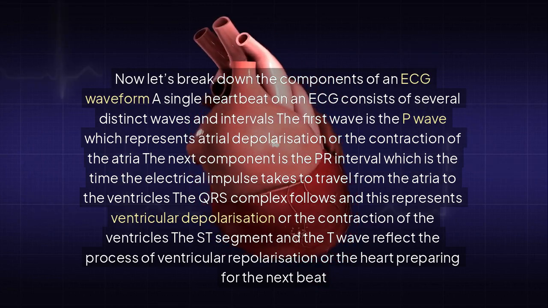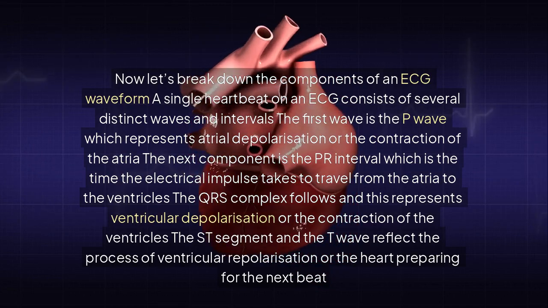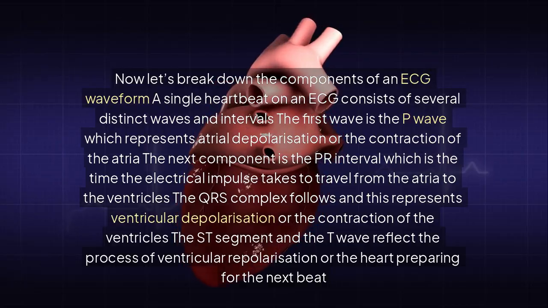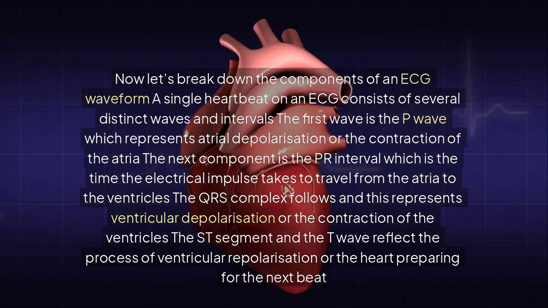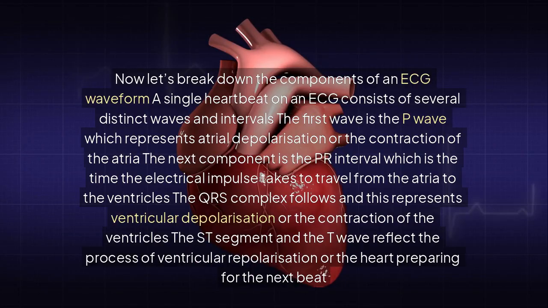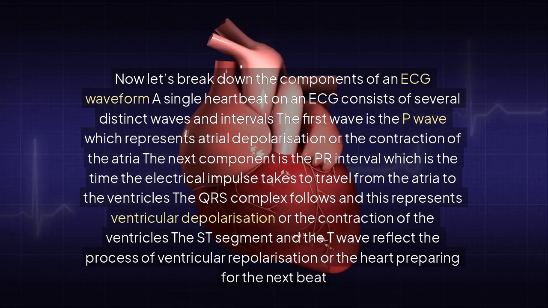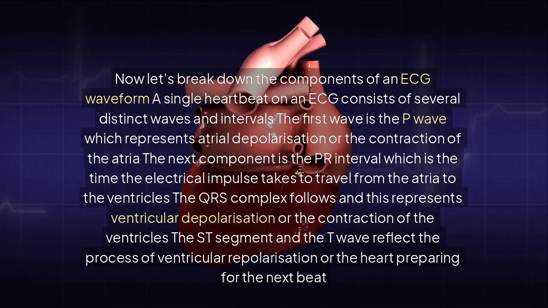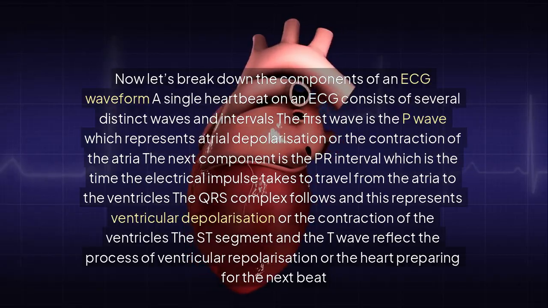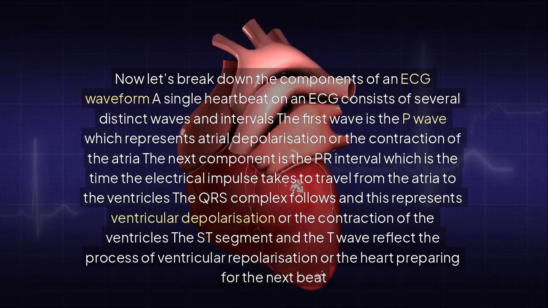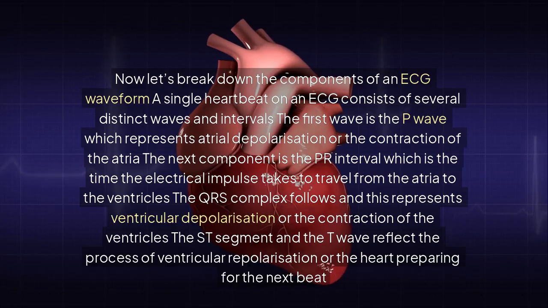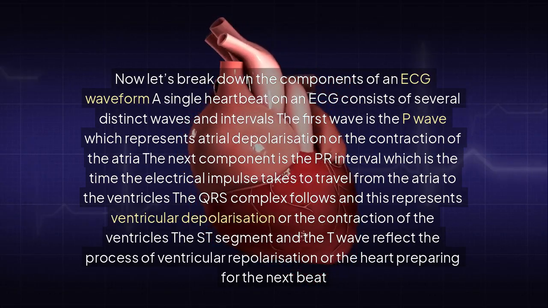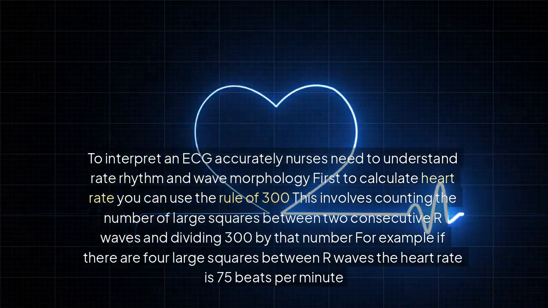A single heartbeat on an ECG consists of several distinct waves and intervals. The first wave is the P wave, which represents atrial depolarization or the contraction of the atria. The next component is the PR interval, which is the time the electrical impulse takes to travel from the atria to the ventricles. The QRS complex follows, and this represents ventricular depolarization or the contraction of the ventricles. The ST segment and the T wave reflect the process of ventricular repolarization or the heart preparing for the next beat. To interpret an ECG accurately, nurses need to understand rate, rhythm, and wave morphology.